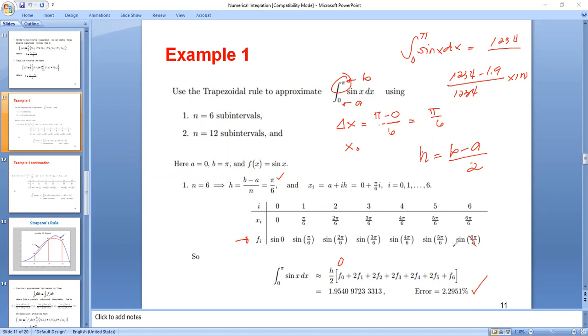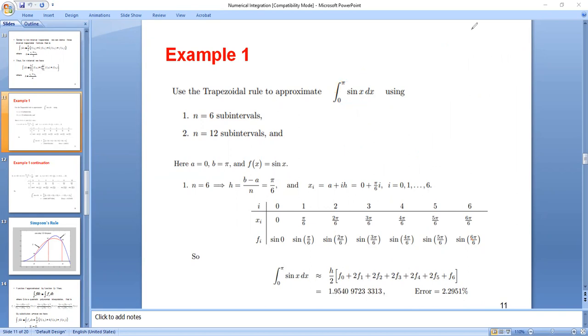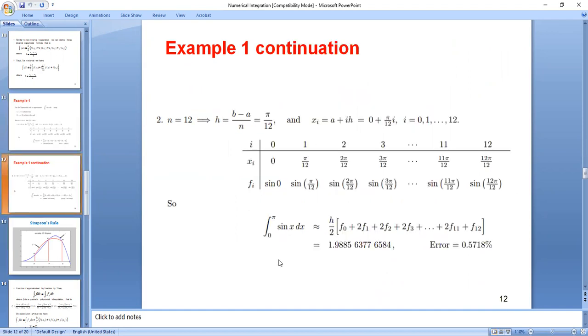Okay, so that's how you use the trapezoidal rule in approximating the value of a non-elementary integral. Now this is actually the continuation. So you have this one for the 12 divisions. Your increment this time, this is your h, your delta x, is divided by 12.